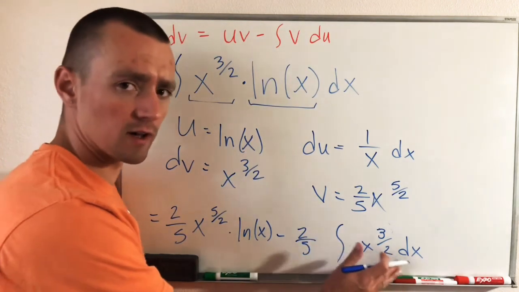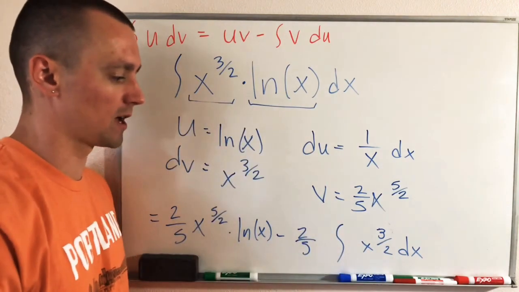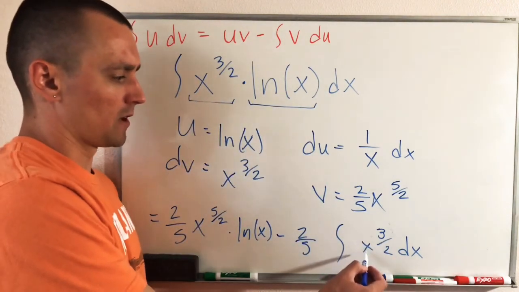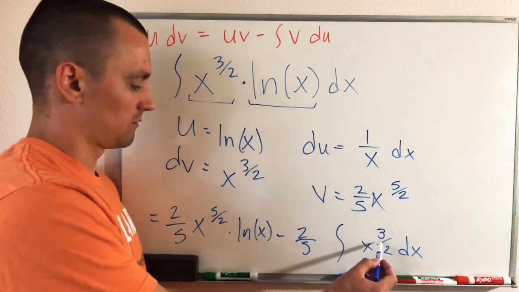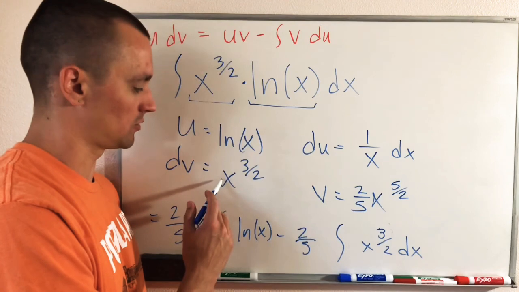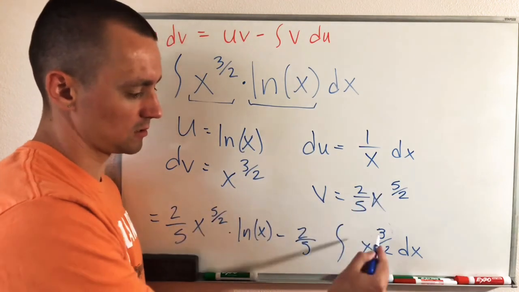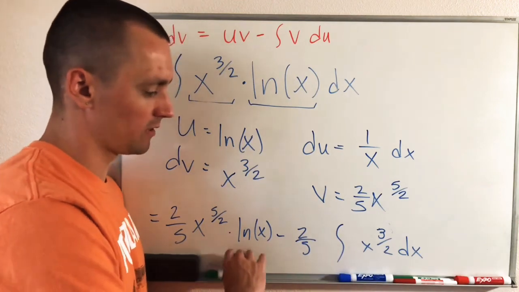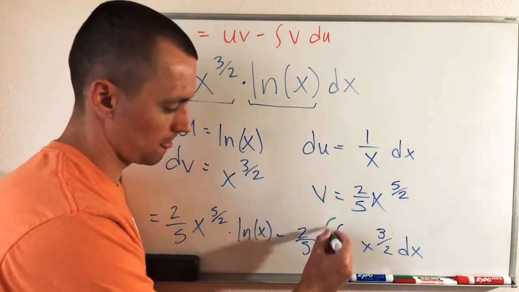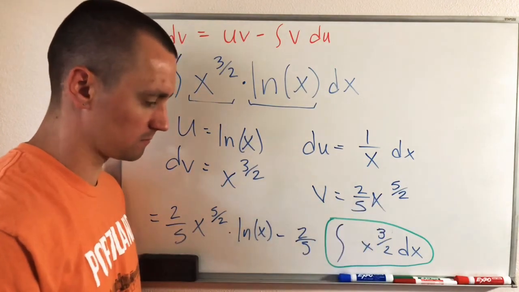So now we still have to find another integral, but it's a lot easier to deal with than the original integral we had. If we're trying to find the antiderivative of x to the 3/2, well, we actually already know what that is. We found it right here: the antiderivative of x to the 3/2 is 2/5 x to the 5/2. So we can replace all of this right here with 2/5 x to the 5/2.